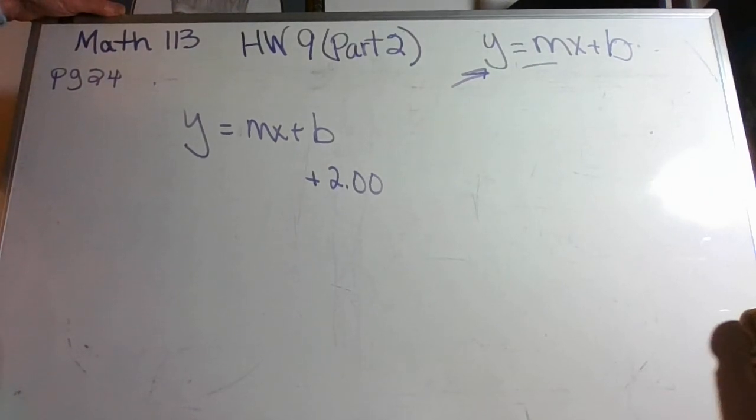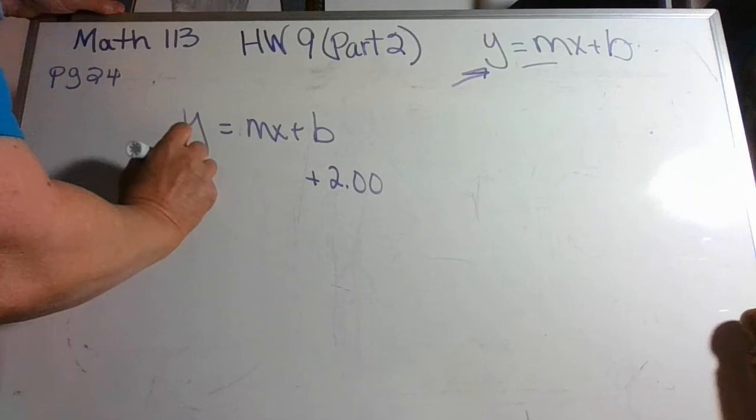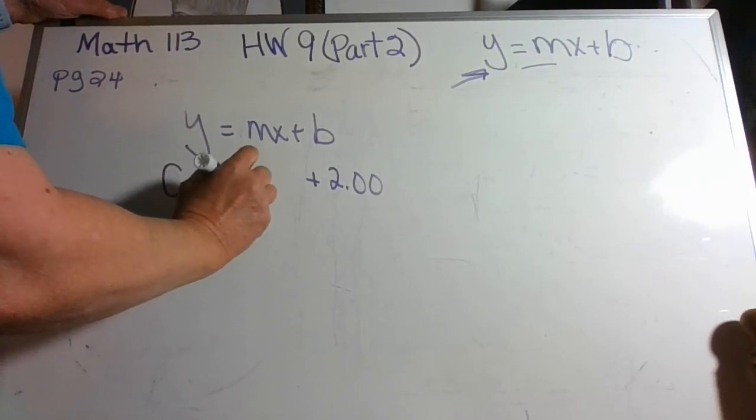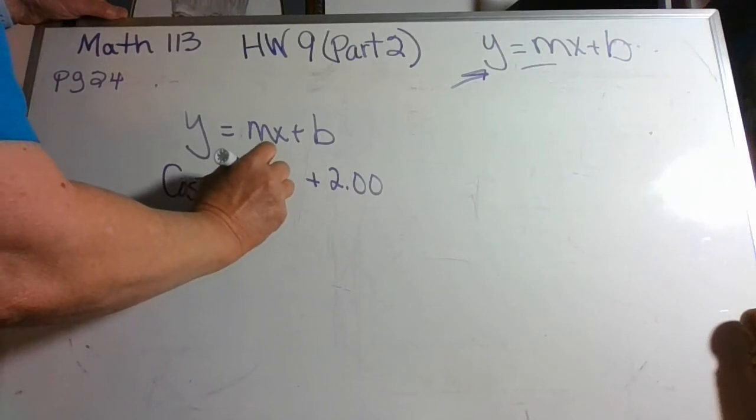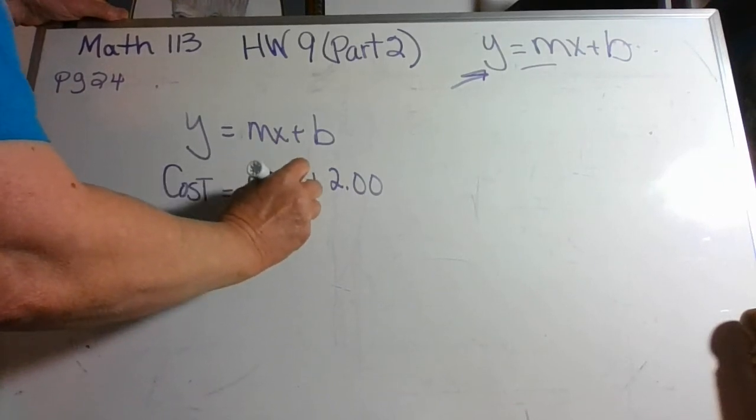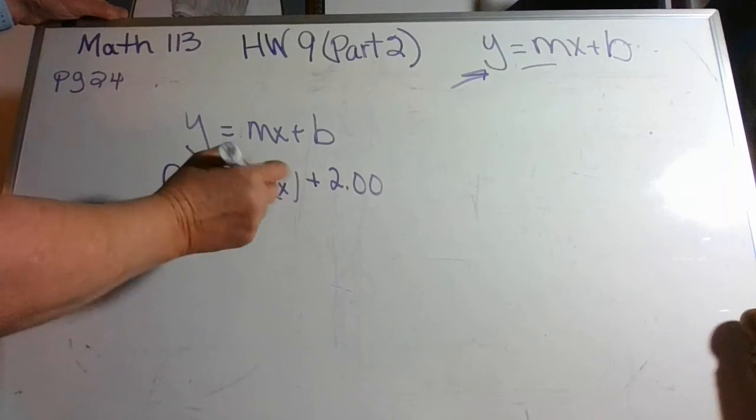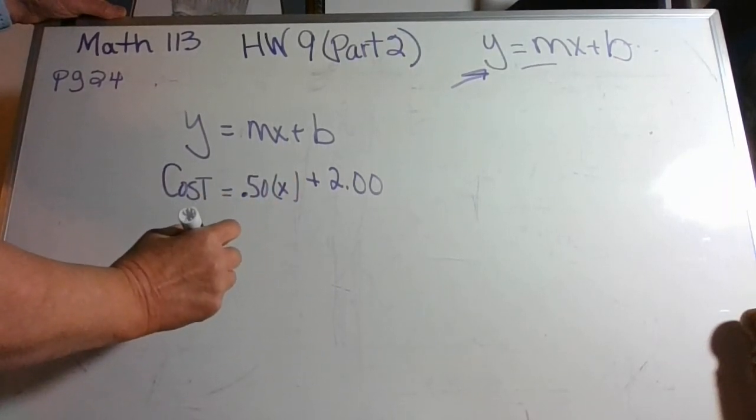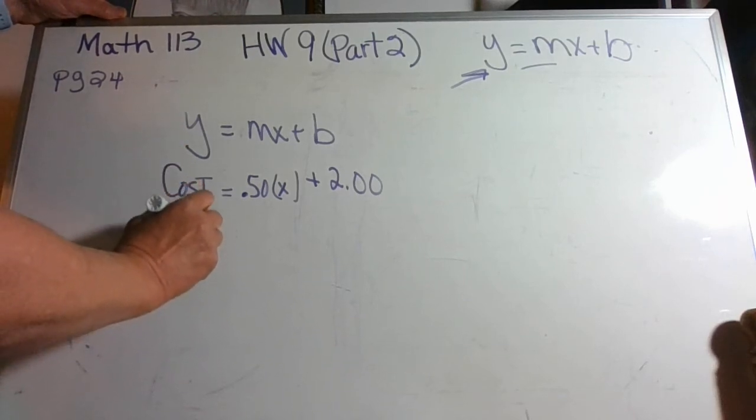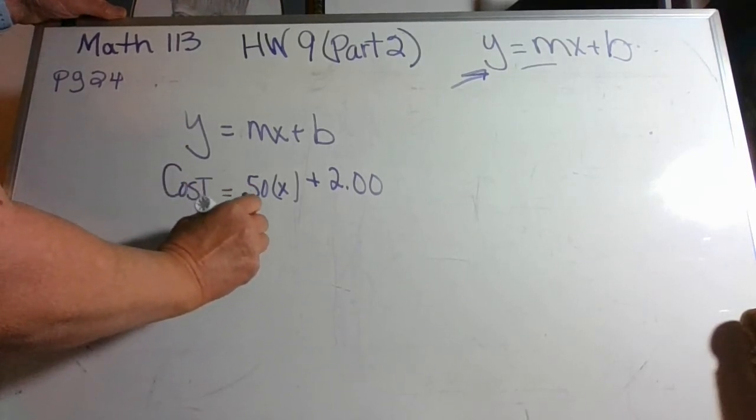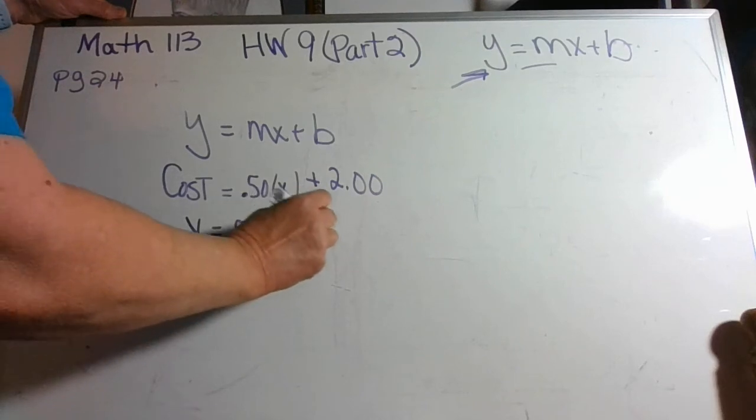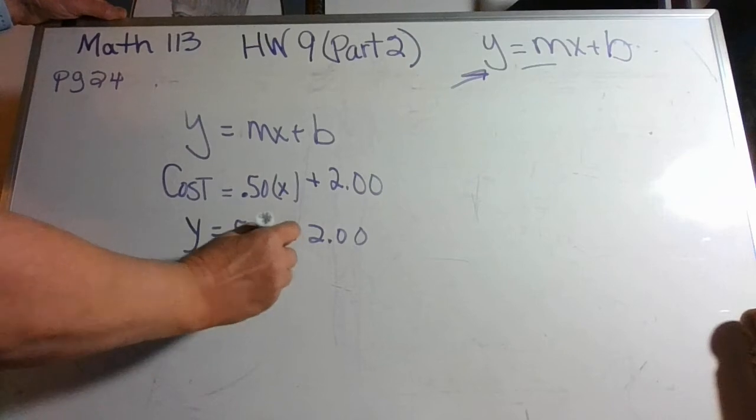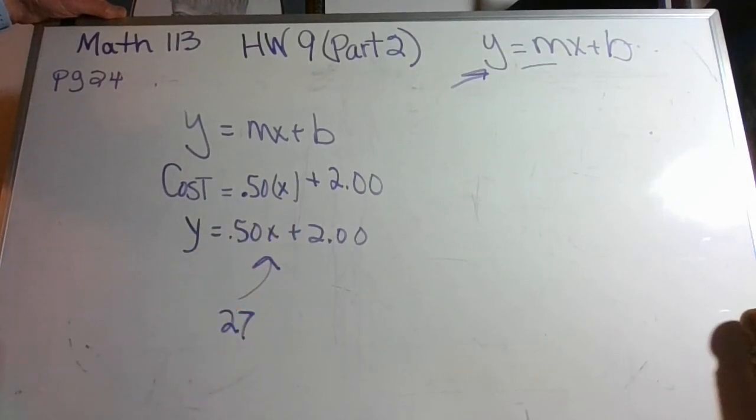And then it charges 50 cents a minute. So the cost is going to be 0.50 times the number of minutes. x is the minutes. It gives you 27 minutes. So you're going to write y is equal to 0.50x plus $2. That'll be your equation. Then substitute 27 in there and find out how much it's going to cost you.